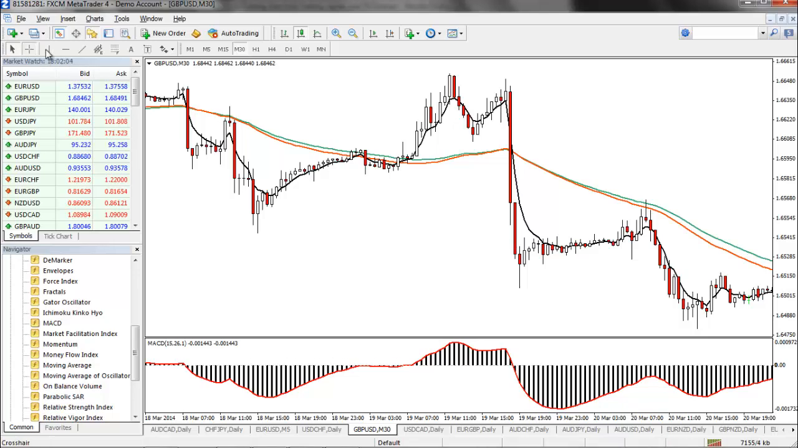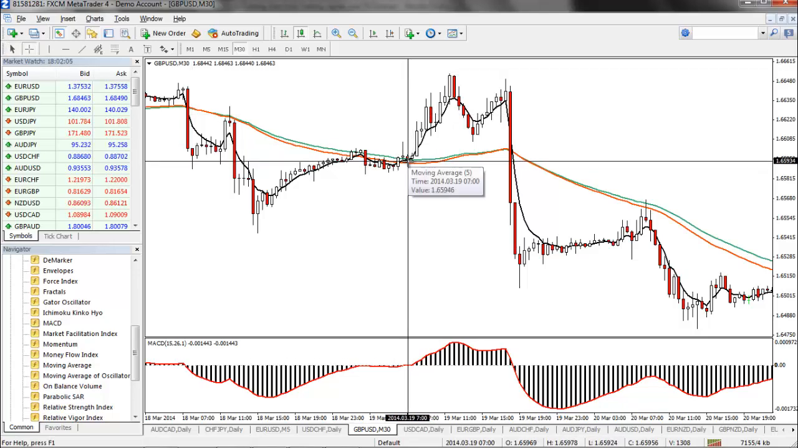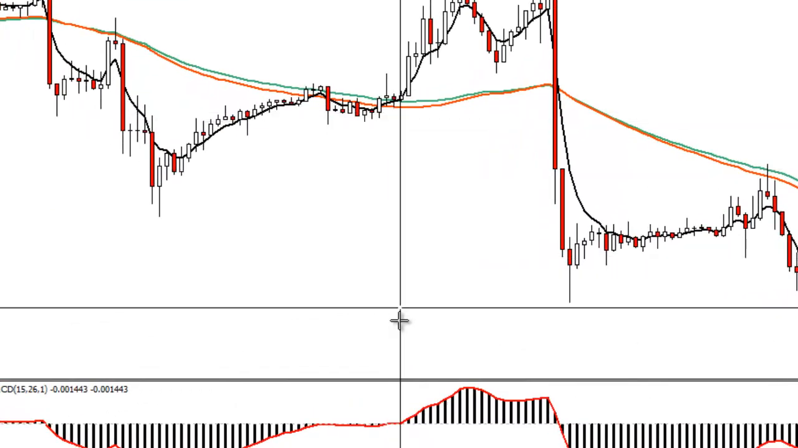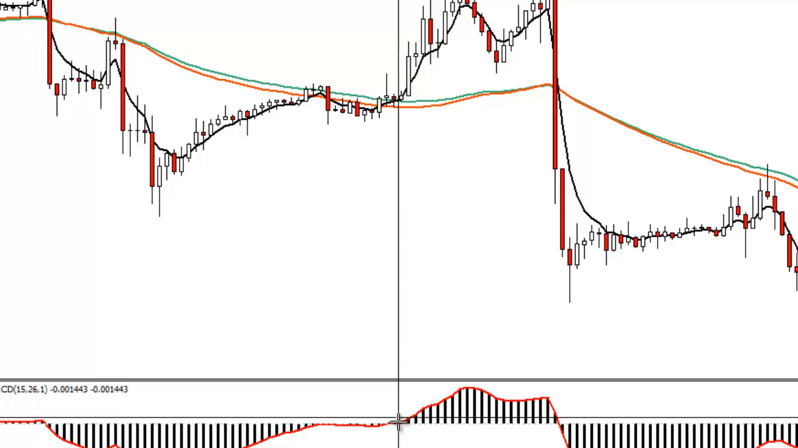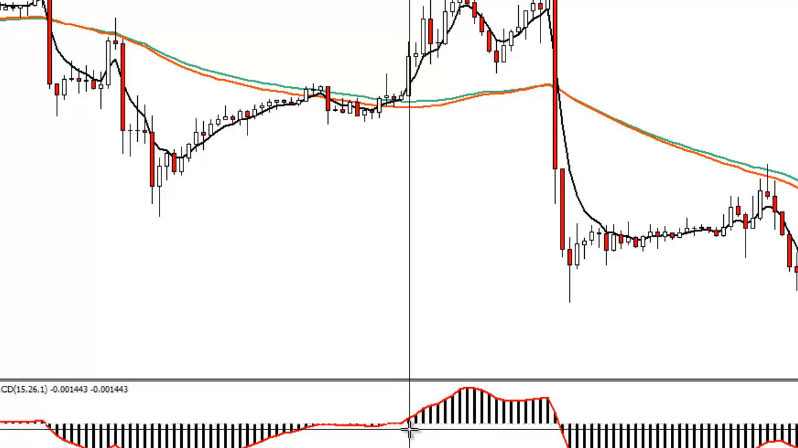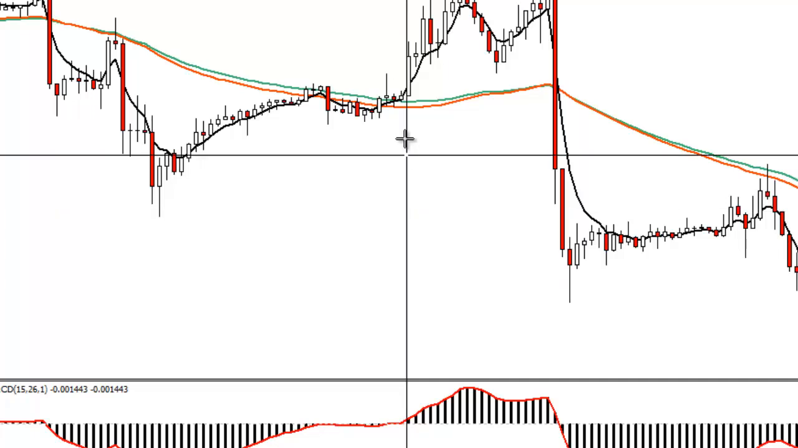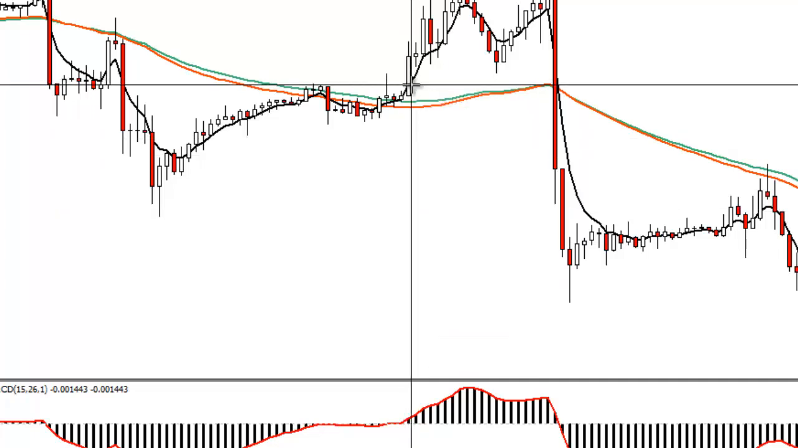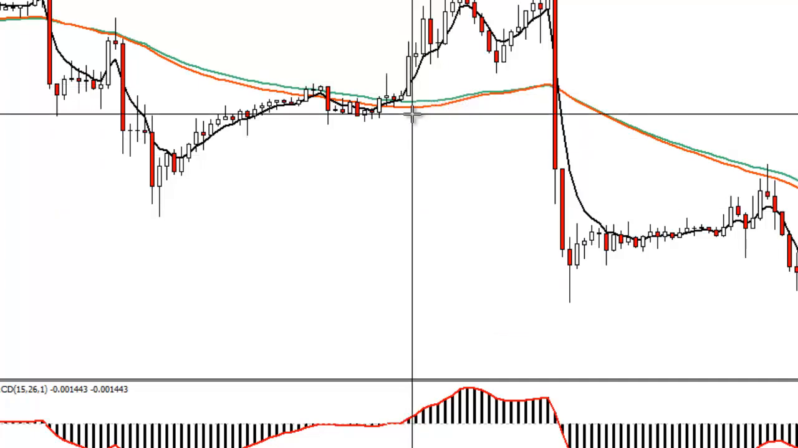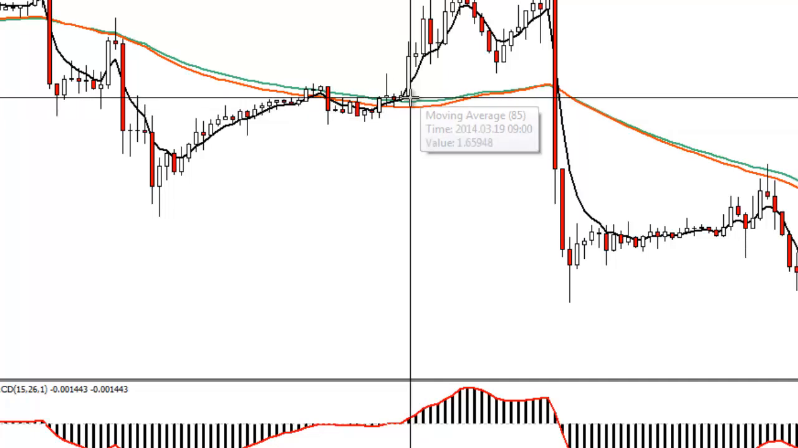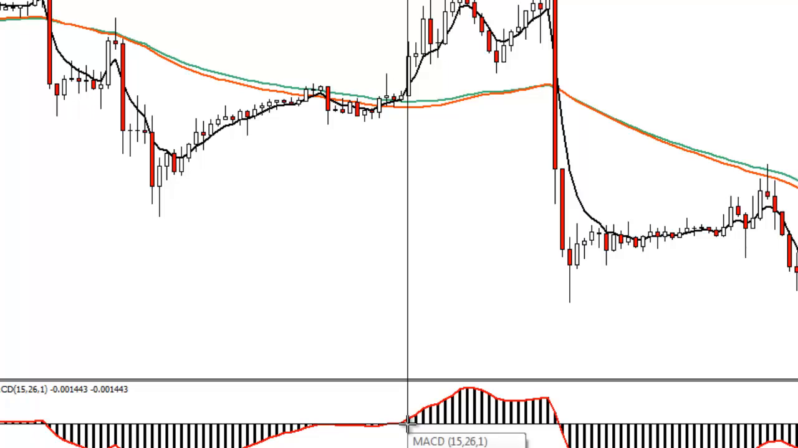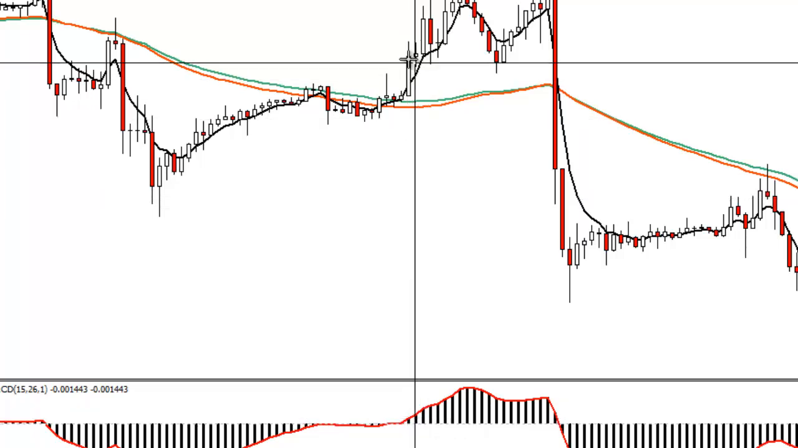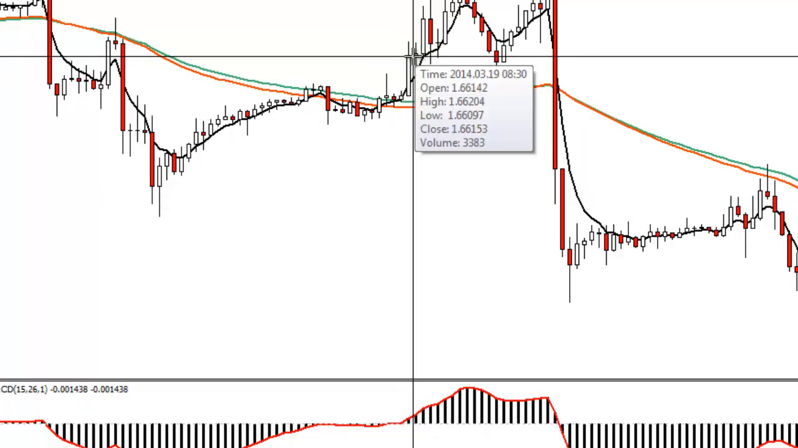So if you see this one, it has crossed at this point. But if you observe the MACD indicator, you can't clearly see whether it is up or down. It is almost at the zero level. So wait for the next one. At this point, the exponential moving average has crossed both the linear weighted moving averages, and the MACD histogram is above the zero level. So this is our entry point.